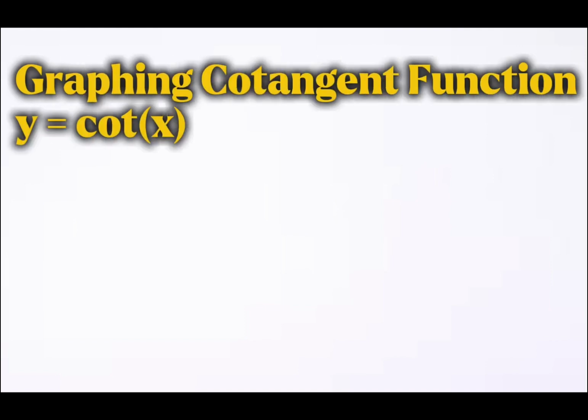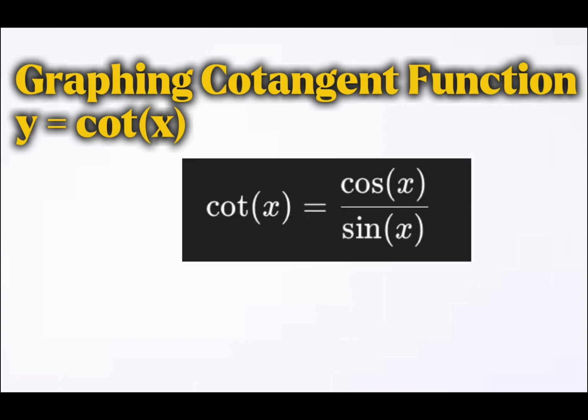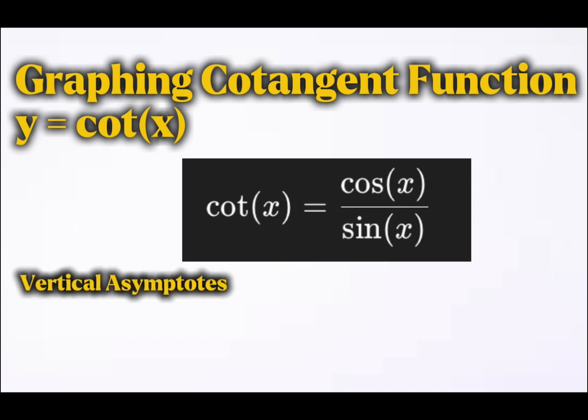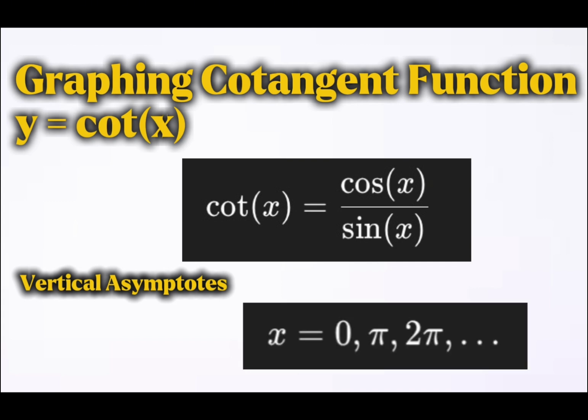And now let's graph the cotangent function. Now let's look at cotangent, y equals cotangent x. Cotangent is the reciprocal of tangent. Cotangent x is equal to cosine x over sine x. Since division by 0 is undefined, the graph of y equals cotangent x will have vertical asymptotes where sine x is equal to 0. This happens at x equal to 0, pi, 2 pi, and so on.